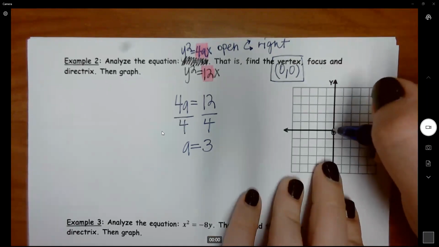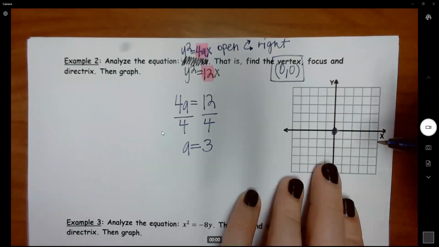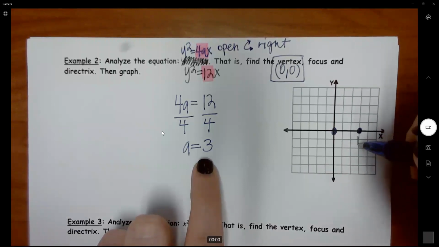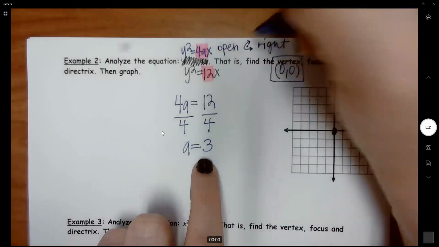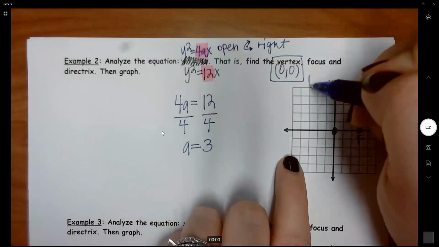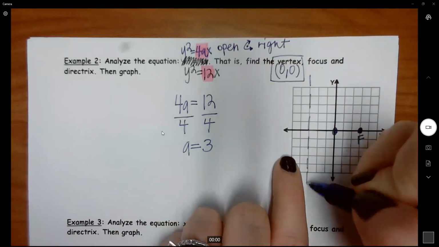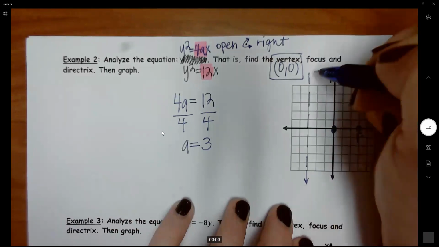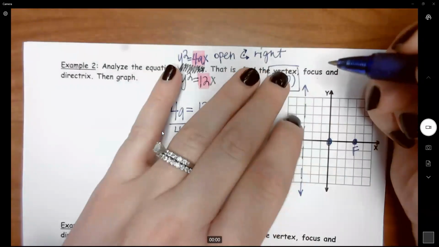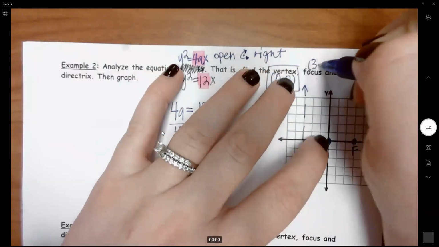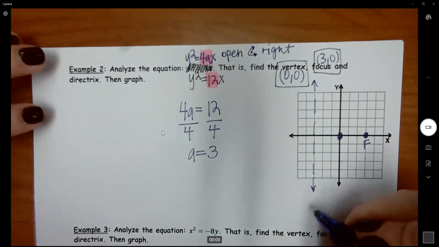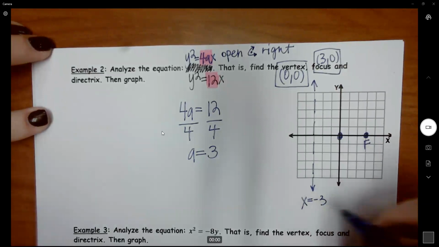So when I come over here to graph, I've got the center at 0, 0, and I know my a is 3, so I'm going to go 3 over here for my focus, because my focus is always in the middle. And then I'll go 3 in the opposite direction, 1, 2, 3. Here is my directrix. So my focus, this ordered pair, is 3, 0, and my directrix is the line x equals -3.